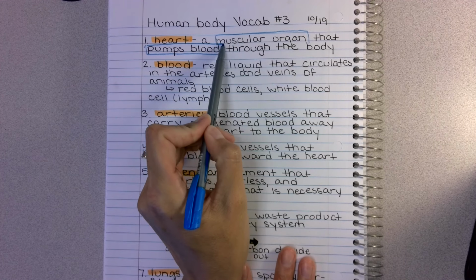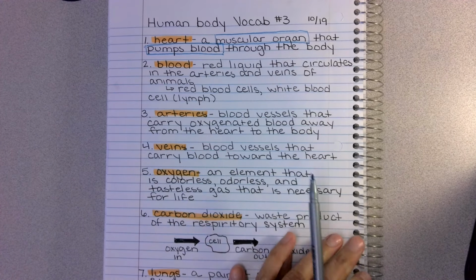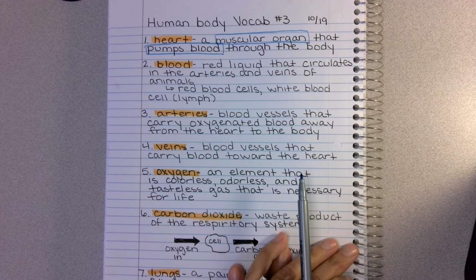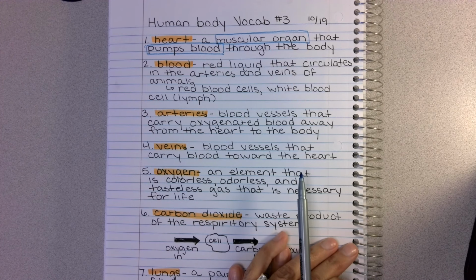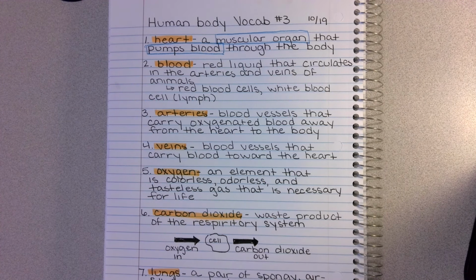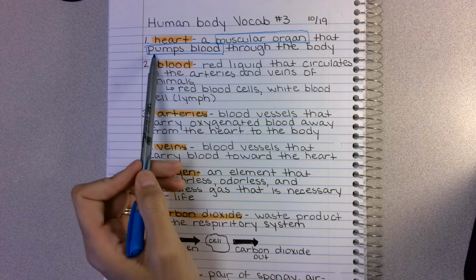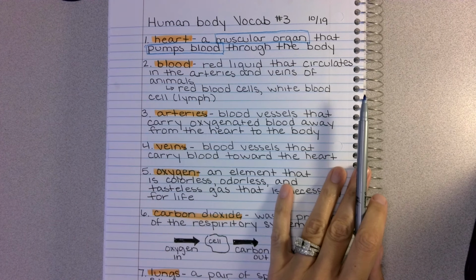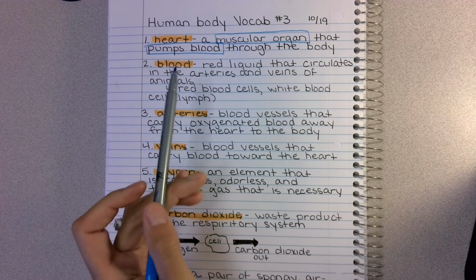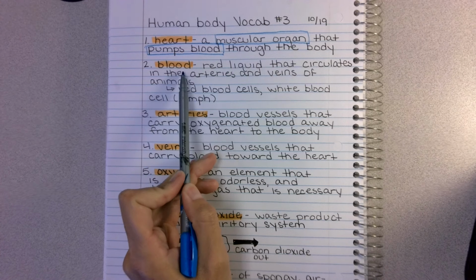So, two things that are super important about this definition is the muscular organ. Remember, the heart is the only organ that is like a complete muscle. So it's called a cardiac muscle. So muscular organ, and it pumps blood. Your next one is blood.